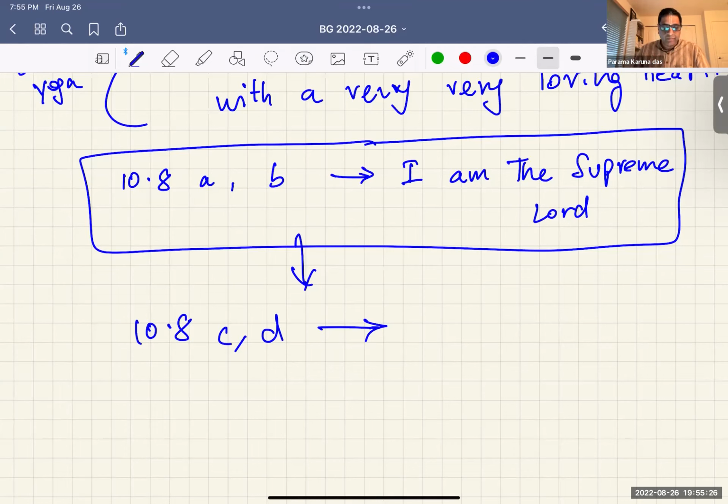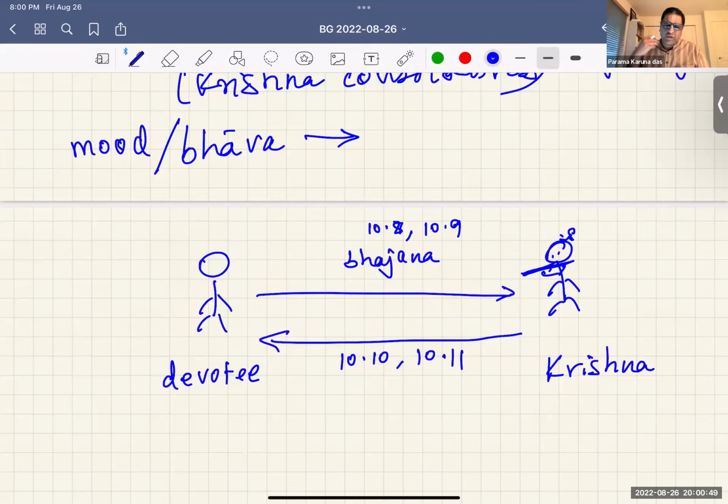Then what happens? Now comes the beautiful part, 10.10 and 10.11. What happens then? Tesham satata yuktanam. To them, satata yuktanam, who are always engaged in this way, always engaged. Bhajatam priti purvakam. And they are doing my bhajan with so much priti purvakam, with so much love.